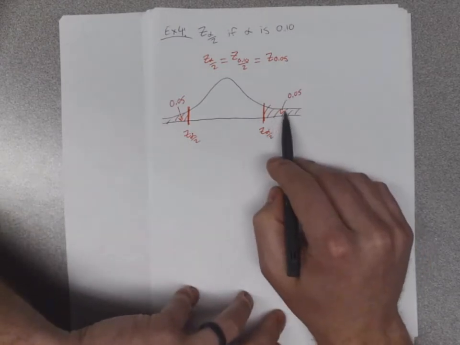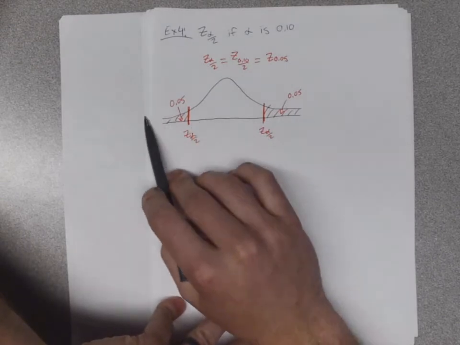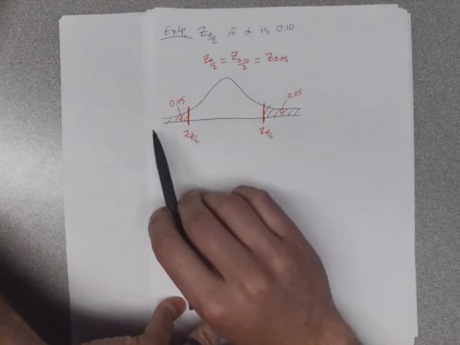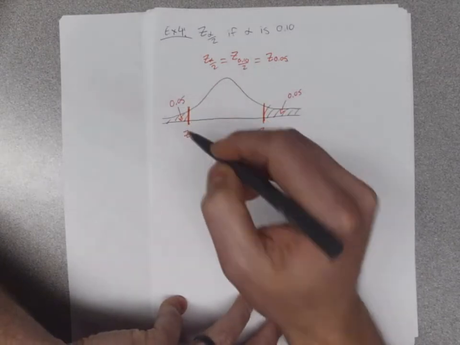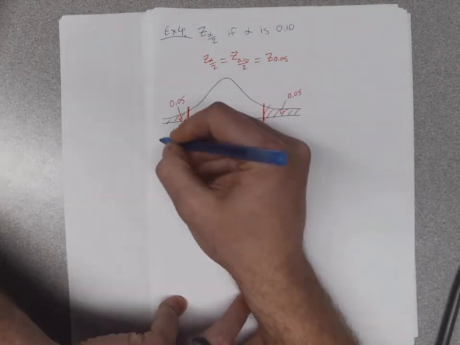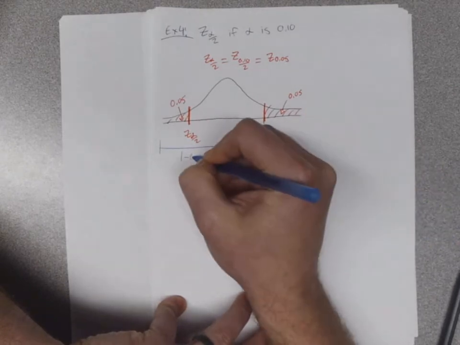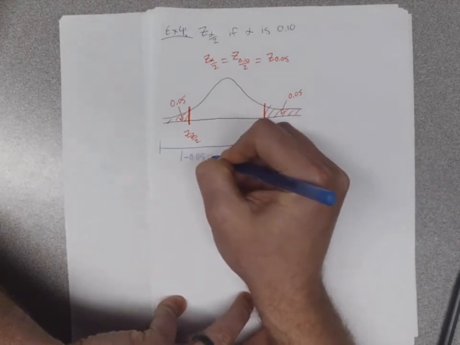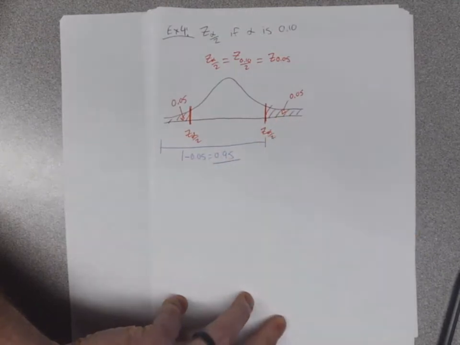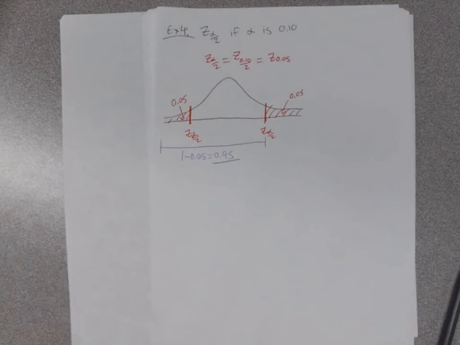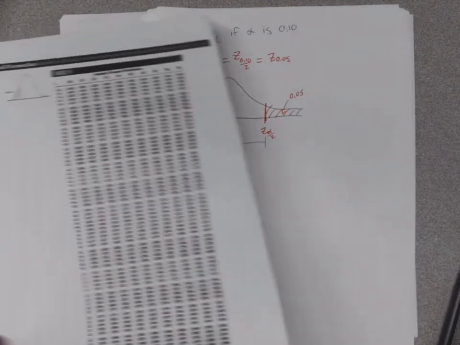And so if this tail has 0.05 in it, how much does the entire graph have? So treat it just like the z alpha. How much does this entire portion from all the way over here to all the way over here have? It's 1 minus 0.05, which is equal to 0.95. So now that's what you want to look up in the z table. So we want to find 0.95 in the body of the z table.